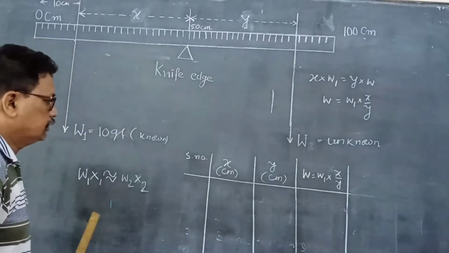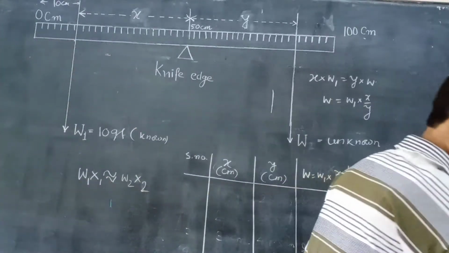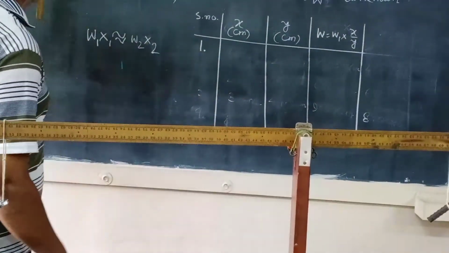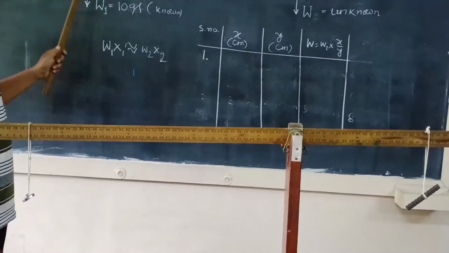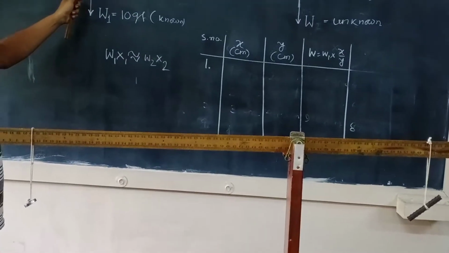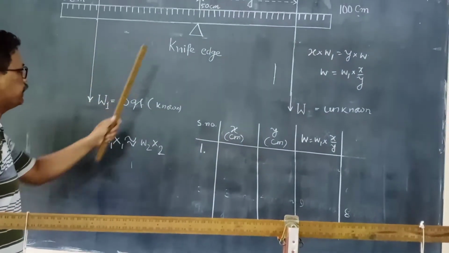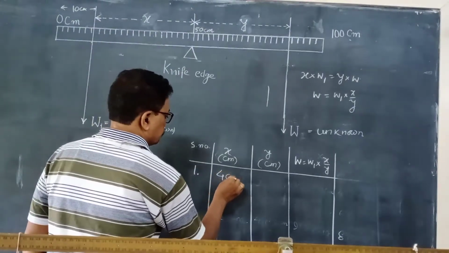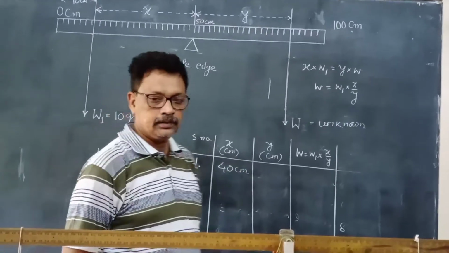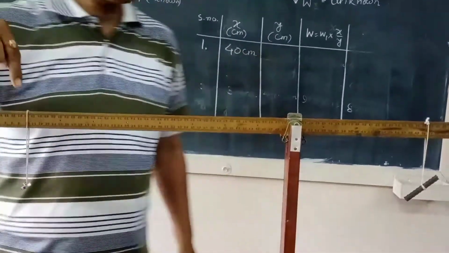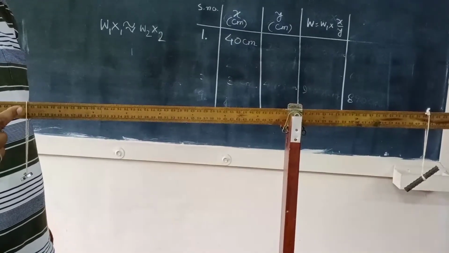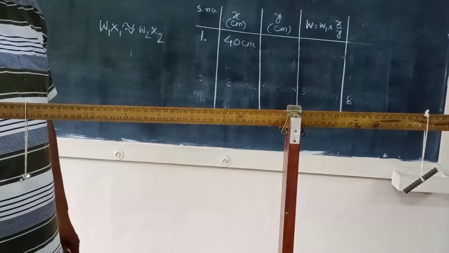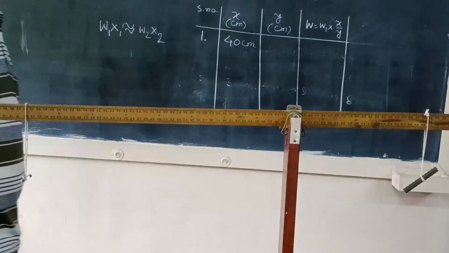Now let us start the experiment. For the first observation, serial number 1, we are keeping the known weight of 10 gf at a distance of 10 centimeter from the left end, so at a distance of 40 centimeter from the fulcrum. Here you can see this is the known weight of 10 gram. It is at a distance of 40 centimeter from the fulcrum and 10 centimeter from the left end.